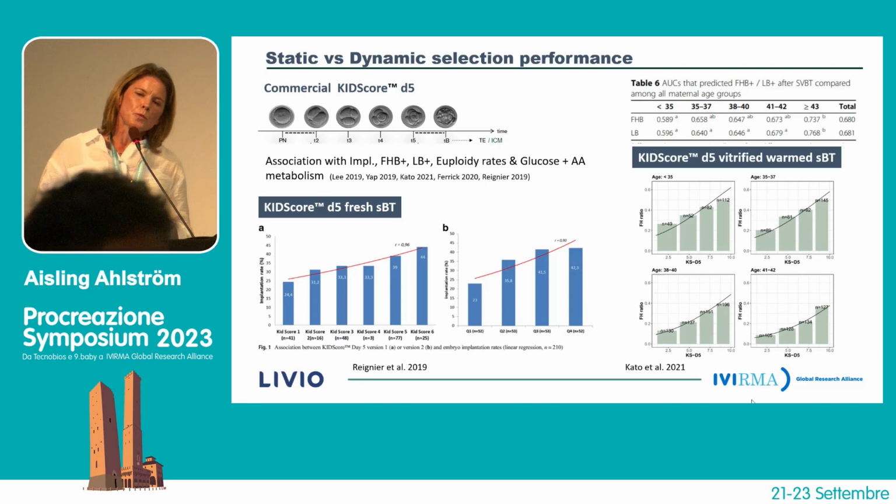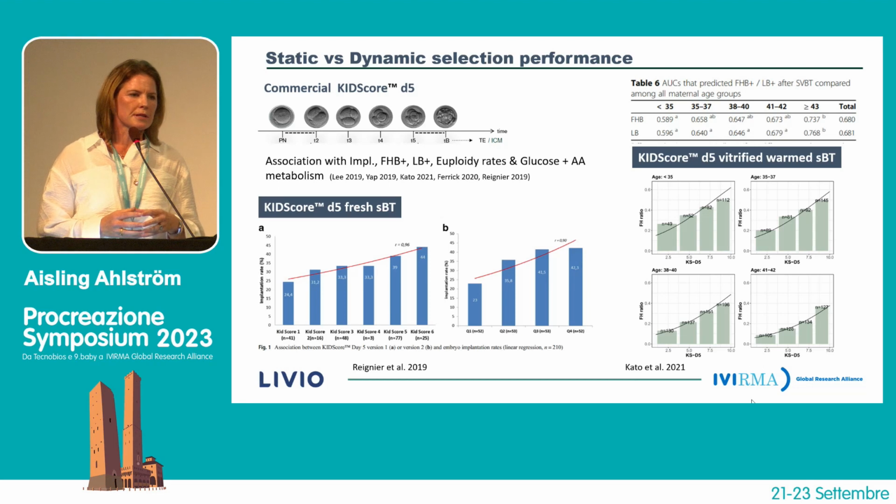One of the algorithms that we've been working on is called KIDScore. It's a part of Vitrolife. It's a commercial algorithm. It uses a number of different variables, early variables, and also the trophectoderm and the inner cell mass grade to select blastocysts, or suggest which to select.